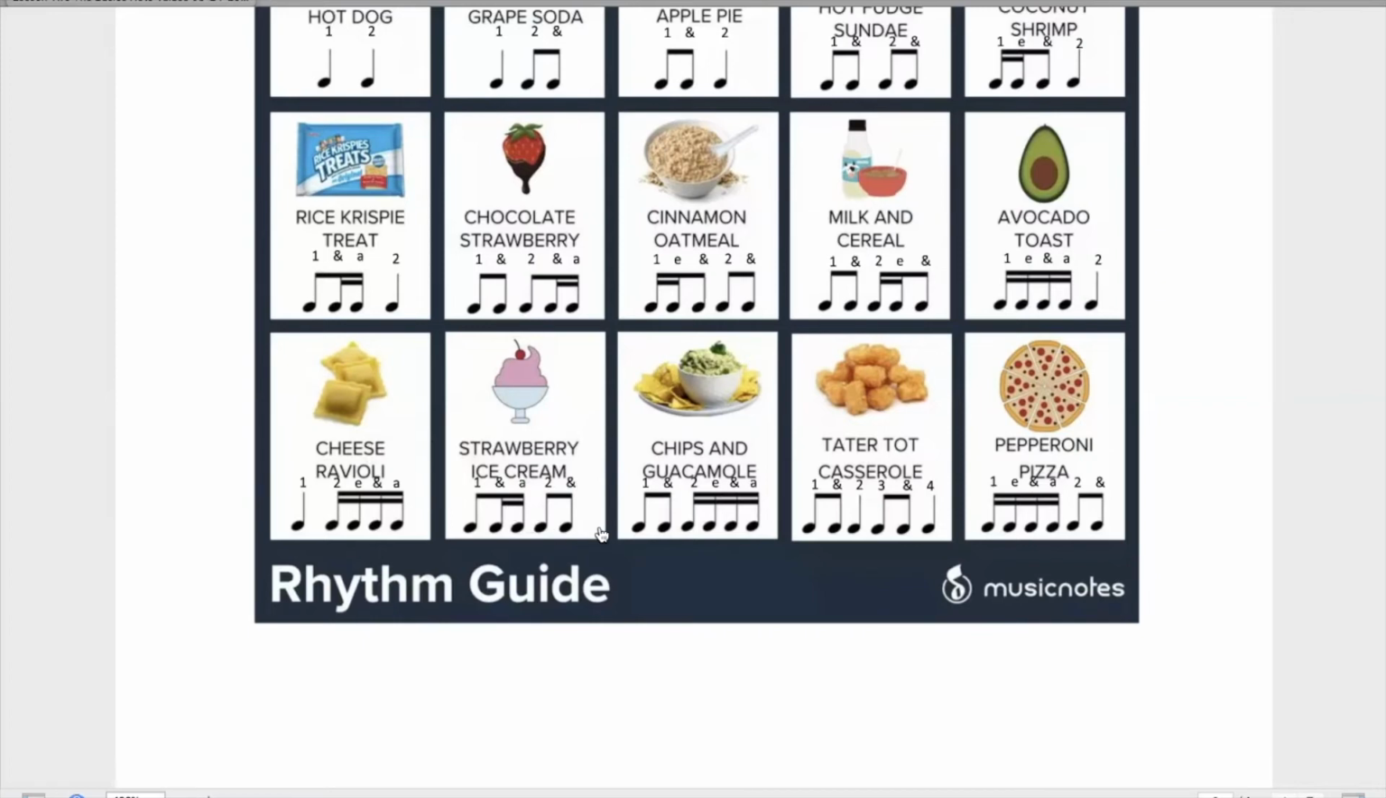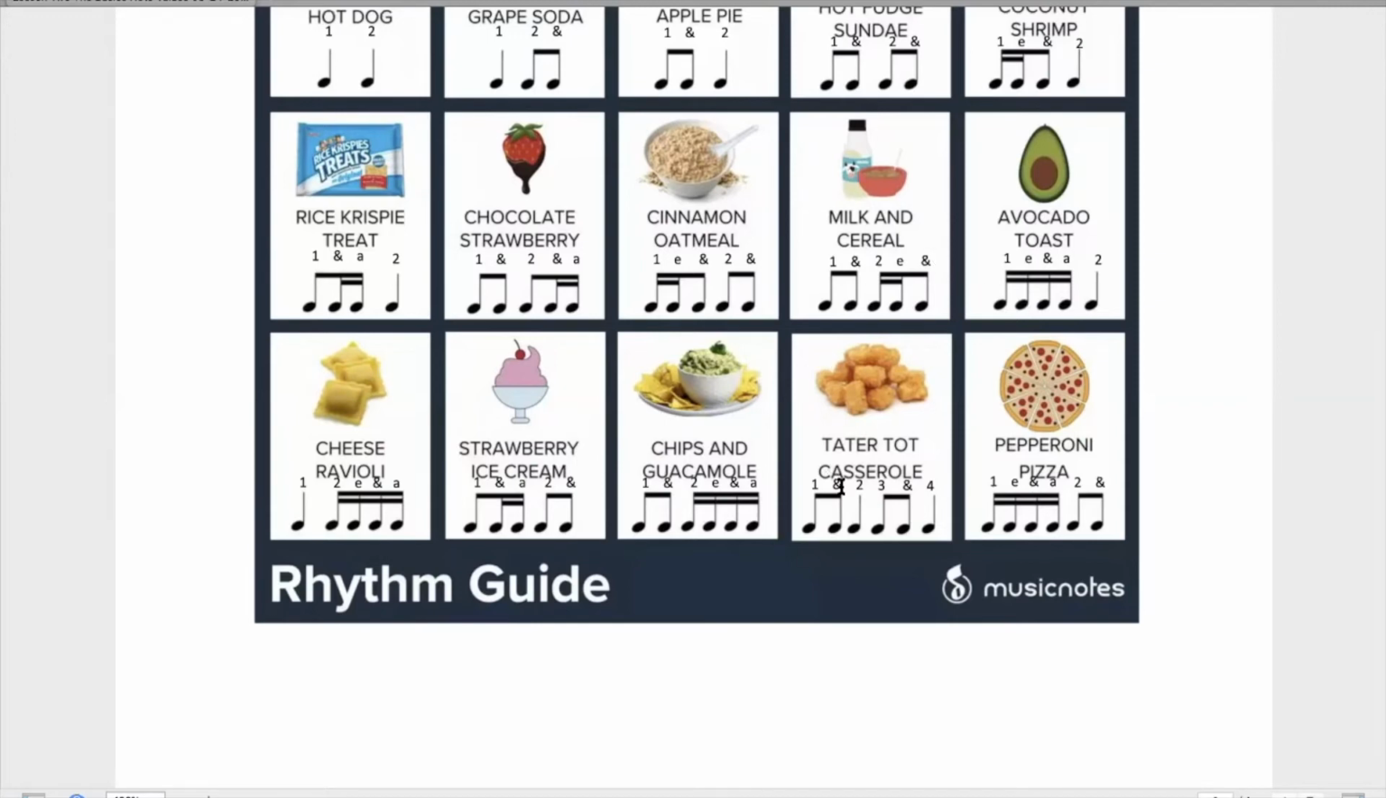Strawberry ice cream. It'll be 1, 2, 1 and a 2 and, 1 and a 2 and. Strawberry ice cream, strawberry ice cream. If you were to do chips and guacamole, this is how it would go. 1 and 2 and, chips and guacamole, chips and guacamole.